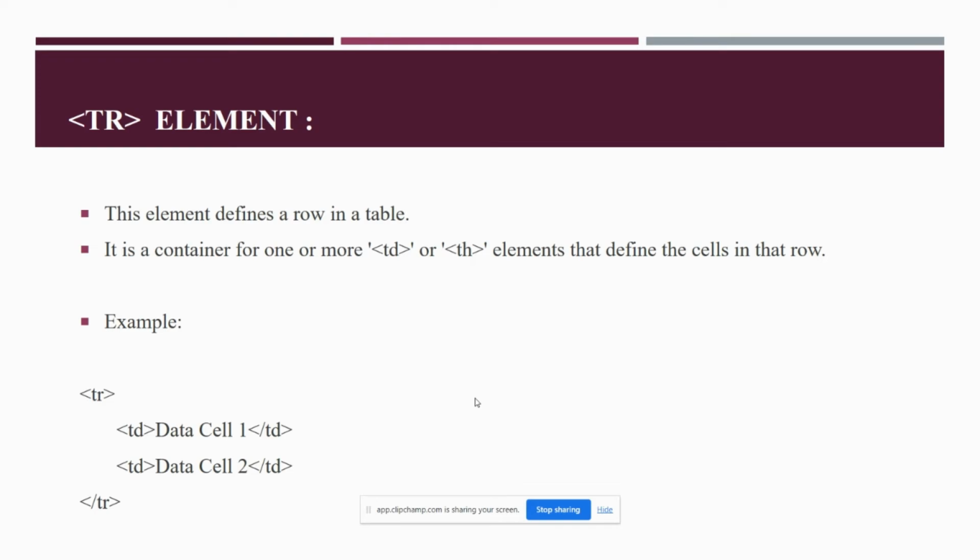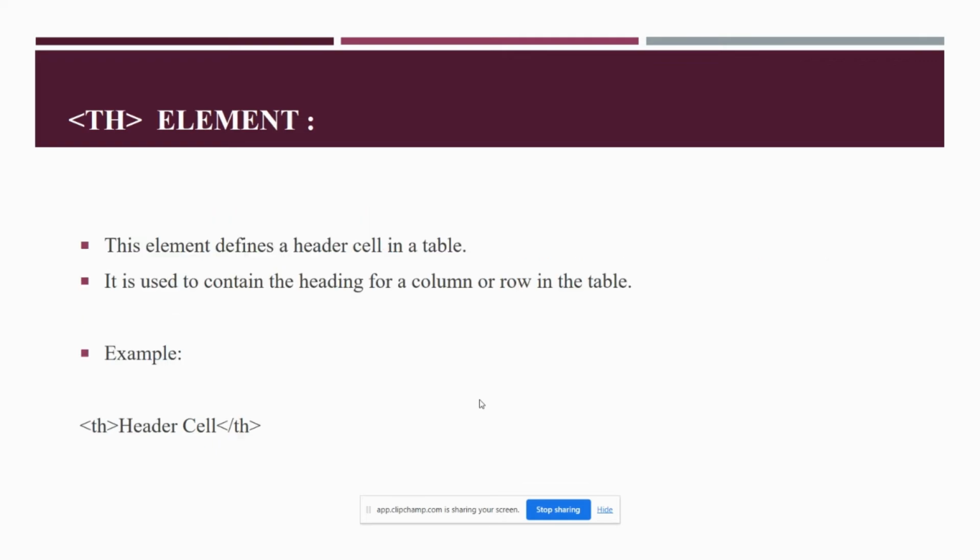Tr element. This element defines a row in a table. It is a container for one or more td or th elements that define the cells in that row. For example, opening tr tag, td data cell 1, td data cell 2, closing tr tag. Data cells are the input that we are going to provide, known as data cells.